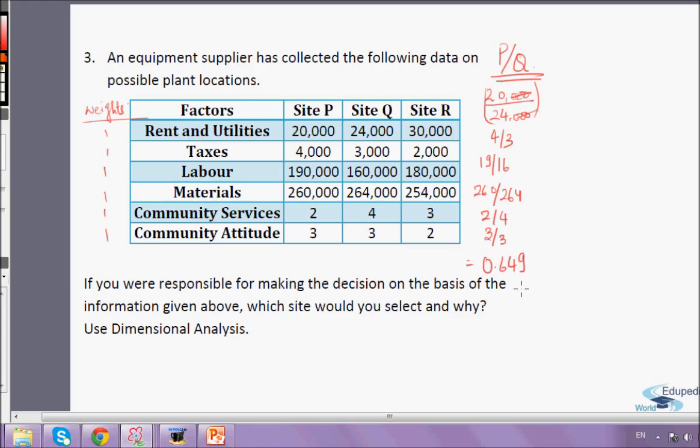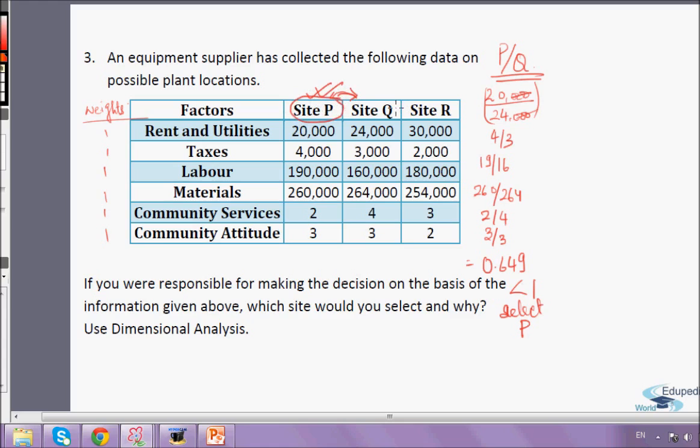Now since this is less than 1, what we do is select the one which is in the numerator. Okay, so select P. So now out of P and Q, we see that site P is a better option. Okay, so in the first comparison between sites P and Q, we saw that P is a better option.